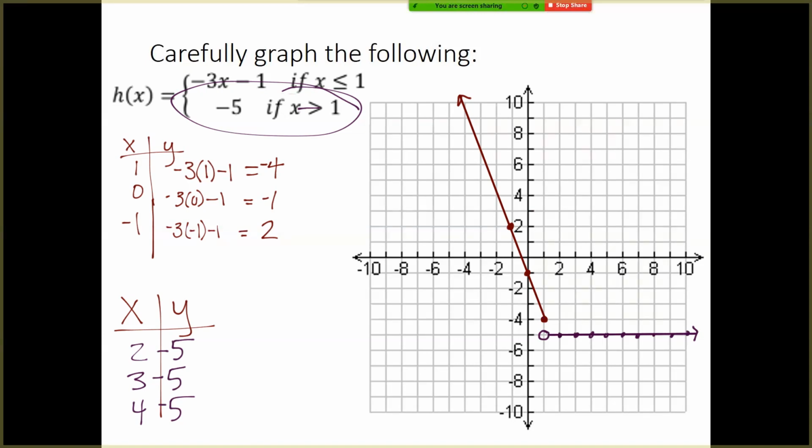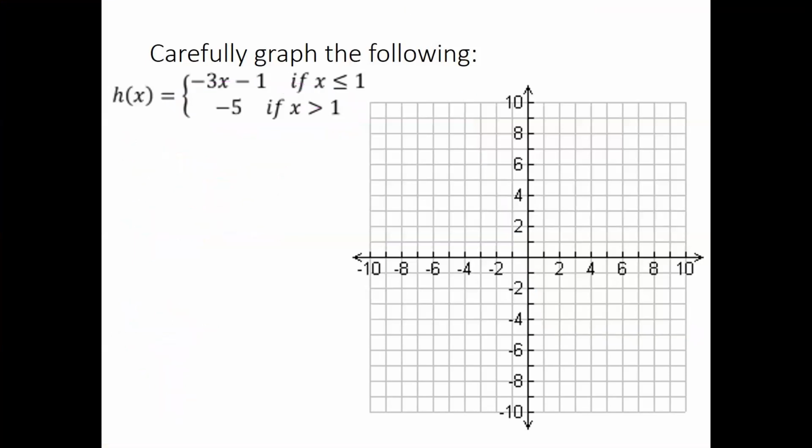Questions on this one? So a lot of plug and chug. So if you look at the next page, you have some graphs to work on and some points to find.